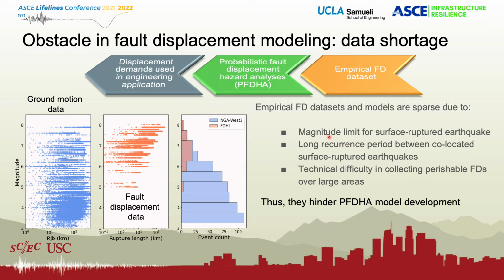It is because, number one, only relatively large earthquakes have substructure. Number two, long recurrence period between the two substructure events. Number three, technical difficulty in collecting detailed perishable fault displacement. Overall, this data shortage may hinder the PFDA model development.